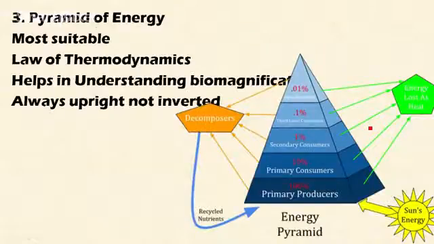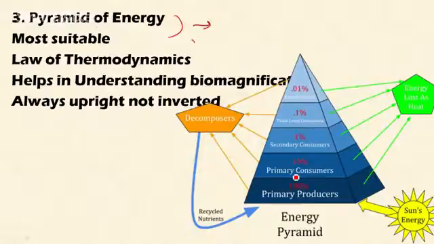The next one is the pyramid of energy. Here, this is the most suitable mechanism to represent the trophic level interaction. This pyramid of energy follows the law of thermodynamics. For example, the transfer of energy is accompanied by loss of heat. Some energy is lost in the form of heat. This phenomenon I have explained in my first slide.